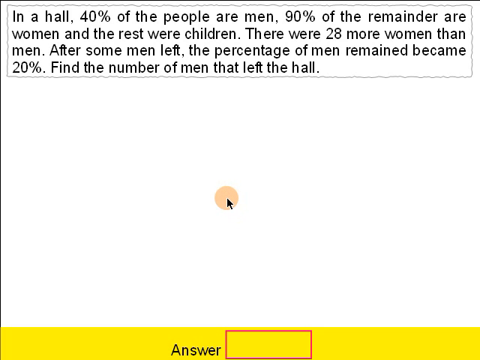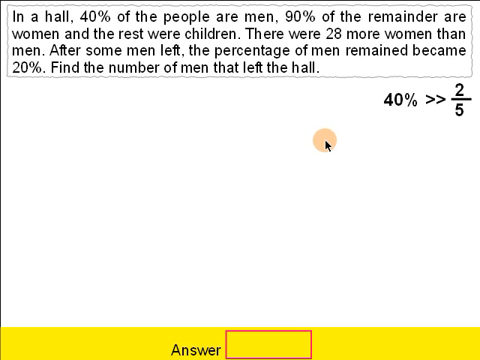Now, in the hall, 40% of the people are men. Alright. So, firstly, we must know that 40% is equivalent to 2/5. We're going to commence drawing the model, and we go on as we explained rather than reading the whole question up, because this question is rather complicated.